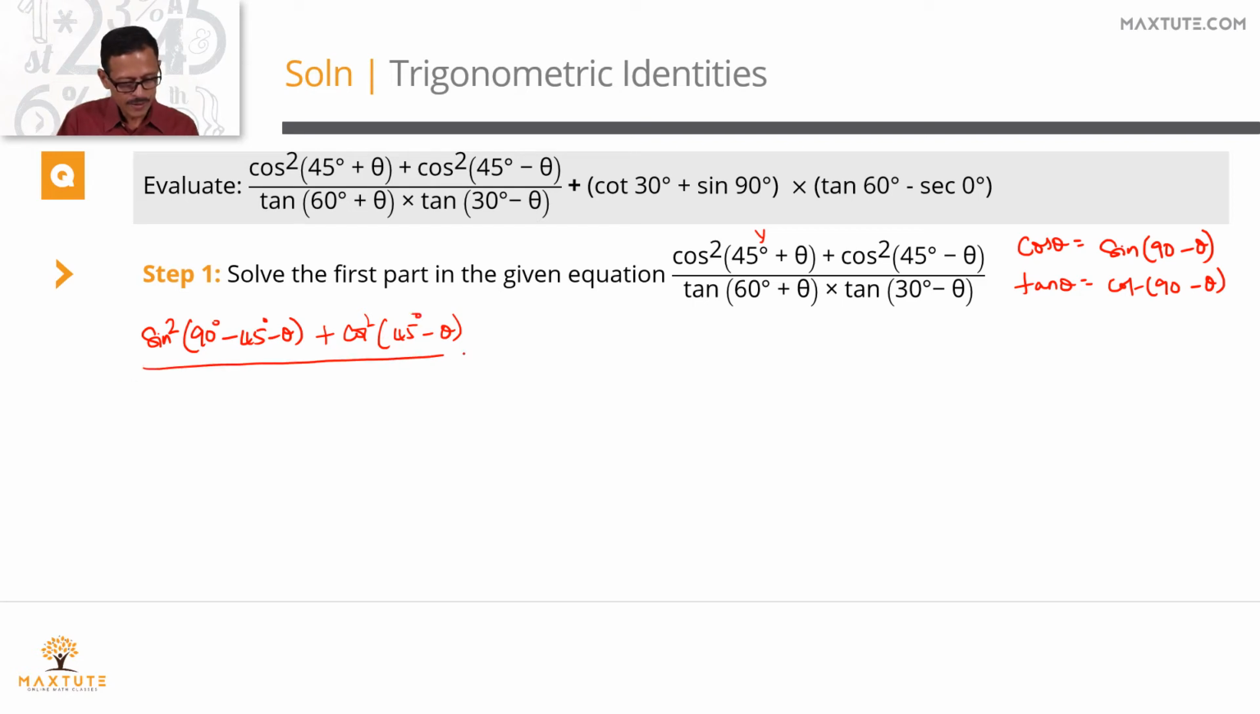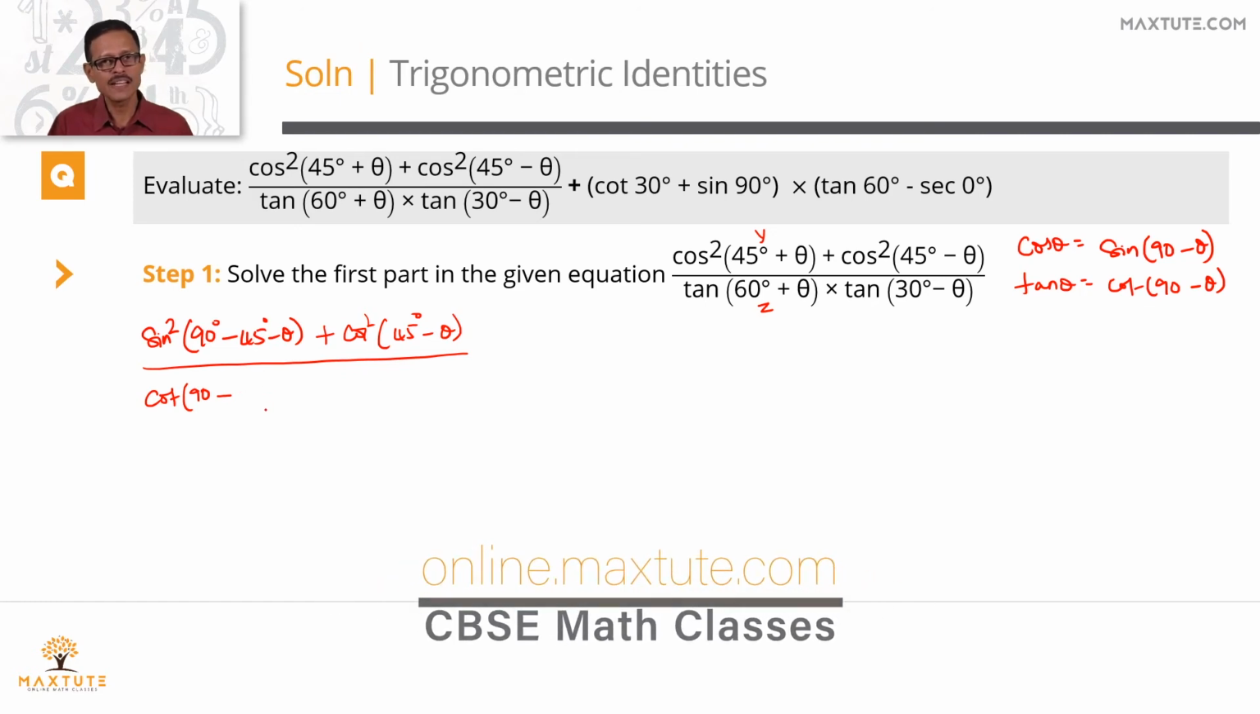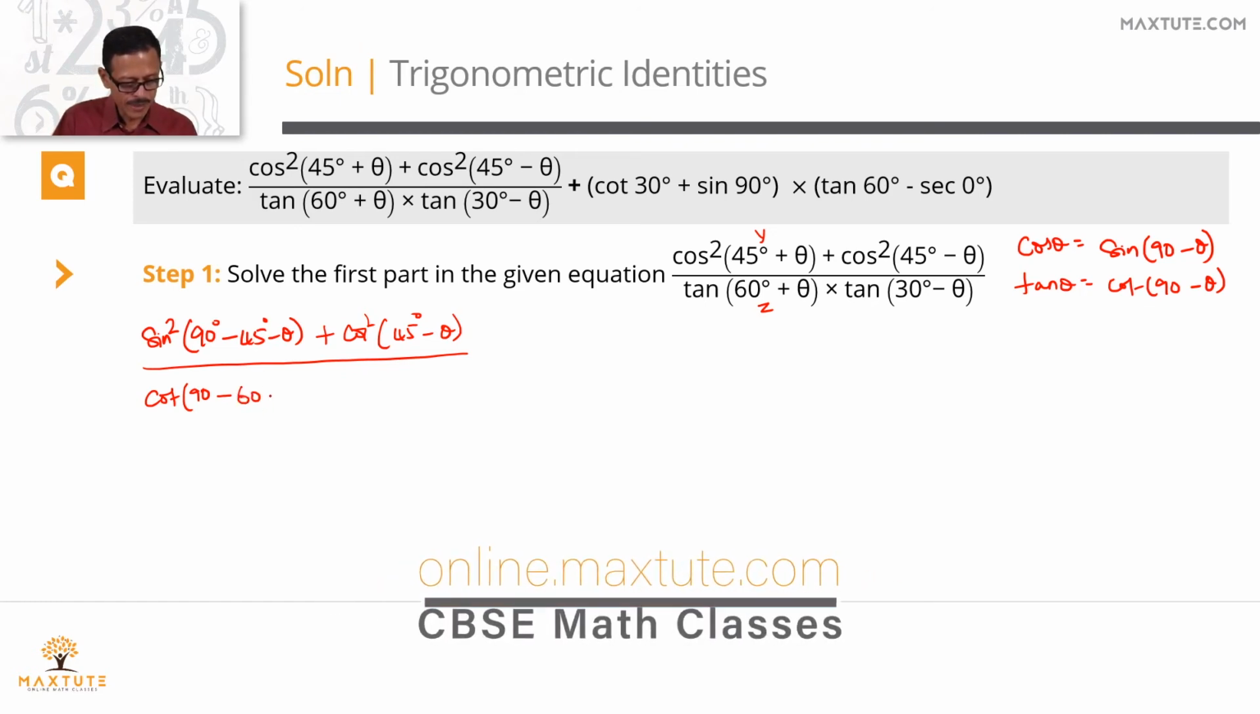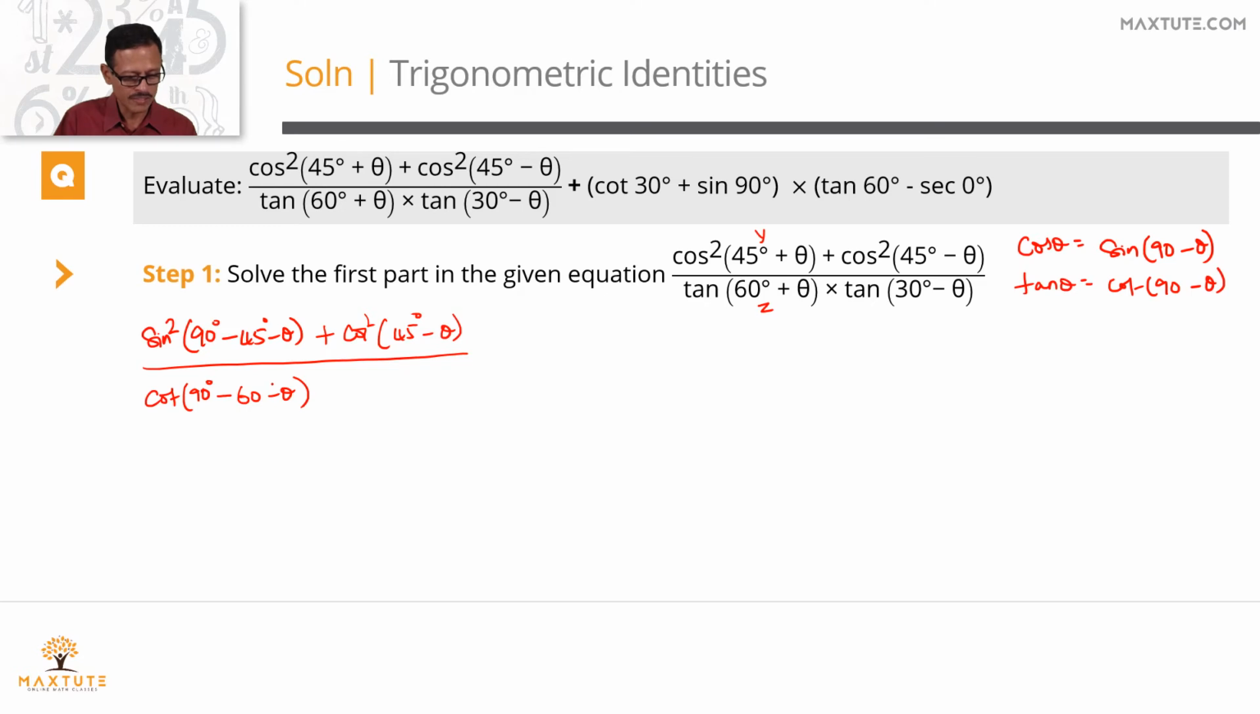Divided by this tan of 60 plus theta, I'll call it z. tan z is nothing but cot of 90 minus z. So this tan of 60 plus theta can be written as cot of 90 minus z. z is what? 60 plus theta. 90 minus of 60 plus theta, which is 90 minus 60 minus theta is what we'll have. So put degrees here again. This into tan of 30 minus theta is what we have.